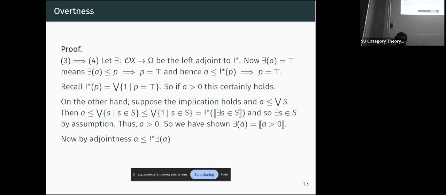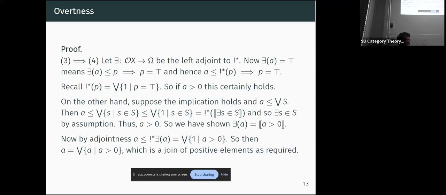Okay, and now by adjointness, we have this inequality. And when you work it out, this is the join of 1 such that A is greater than 0. Taking the meet with A of both sides, we get A is equal to the join of A such that A is positive. This might be a little mind-bending, but this is a join of positive elements, right? The set contains A to the degree that it's positive. So if it contains anything, that thing is certainly positive. So this is a join of positive elements.